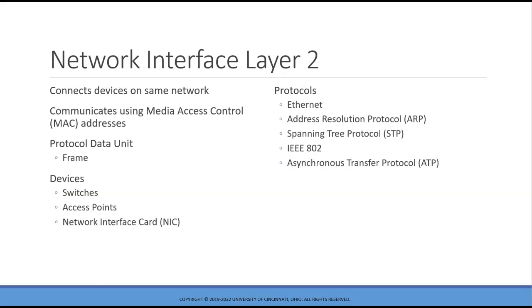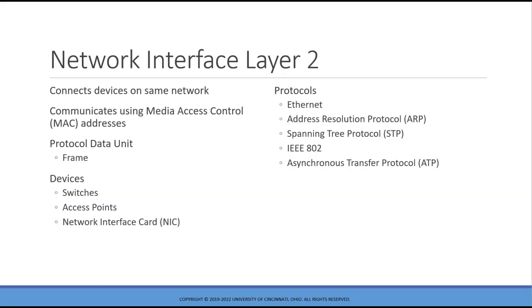The network interface layer provides connections between hosts on the same network and for accessing the physical medium. Communication between hosts uses a physical address better known as the Media Access Control or MAC address. The PDU is called a frame. Devices on layer 2 are switches, access points, and the network interface card or NIC.